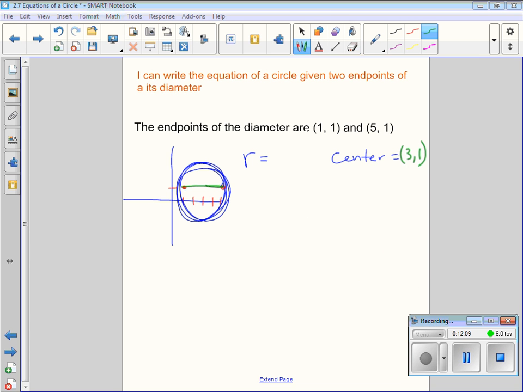Okay, the radius. Typically to find the radius, which is a distance, what I'm going to do is find the distance between the center point and one of the points on the circle. That'll give me the radius. And to find distance, I always use the distance formula. It doesn't matter which point we use, but the distance from the center to a point on the circle will give me the radius.